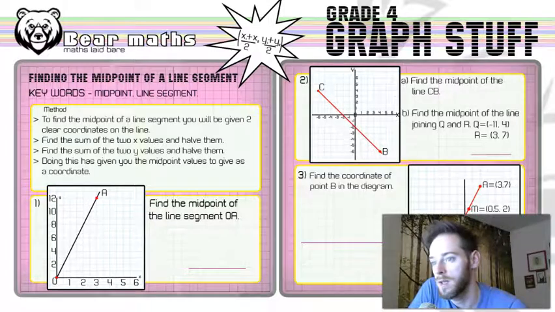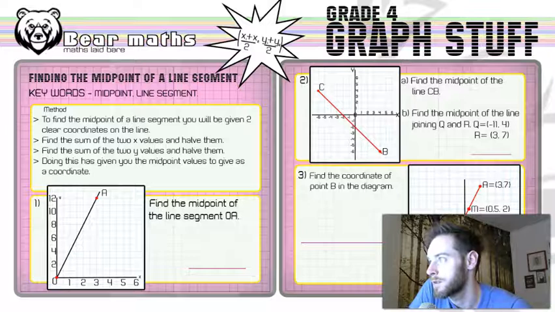So the midpoint is the halfway point along a line segment, and a line segment is just part of the line that's been clearly indicated to you within the question. Lines could go on forever, infinity, either way, off the graphs, but we've got a specific part of that line to deal with. That's what a line segment is.